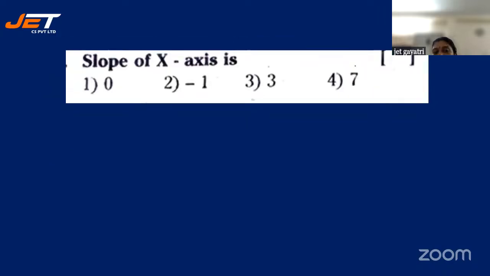Slope of x-axis is dash. So this is a very simple one. What is the slope of the x-axis? 0, -1, 3, 7. What is the slope of the x-axis? Let's see how many of you are giving me the answer. Slope of the x-axis is 0, -1, 3, 7.